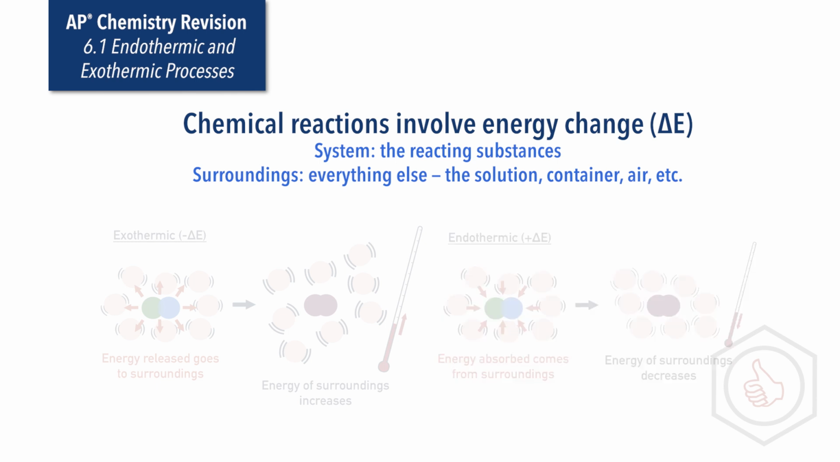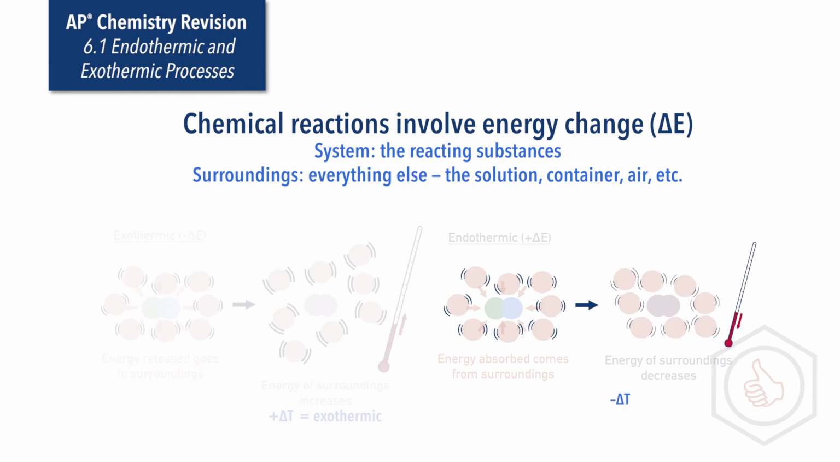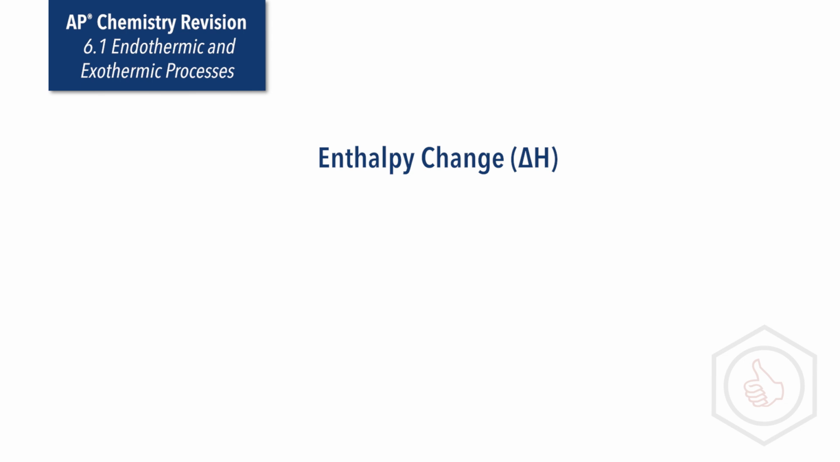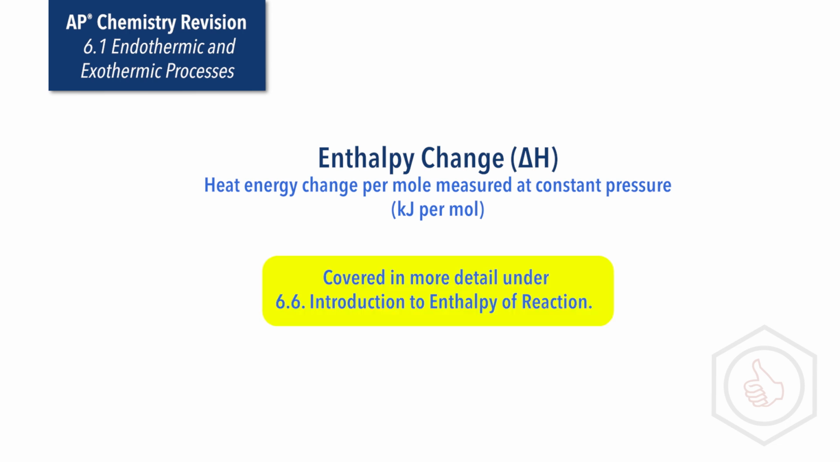The key idea here is that the temperature change of surroundings is the key observable sign of energy transfer. If the surroundings increase in temperature, the reaction or process occurring must be exothermic. And if the surroundings decrease in temperature, the reaction or process must be endothermic. Enthalpy change refers to heat energy change per mole measured at constant pressure, but this is covered in much more detail later in the course under AP 6.6, Introduction to Enthalpy of Reaction.